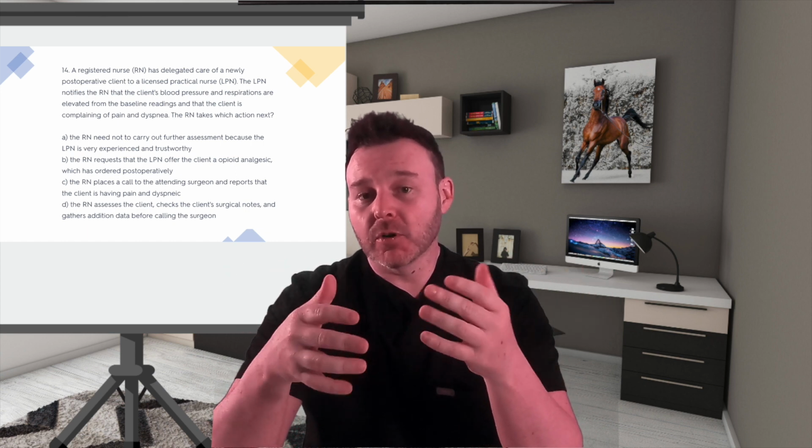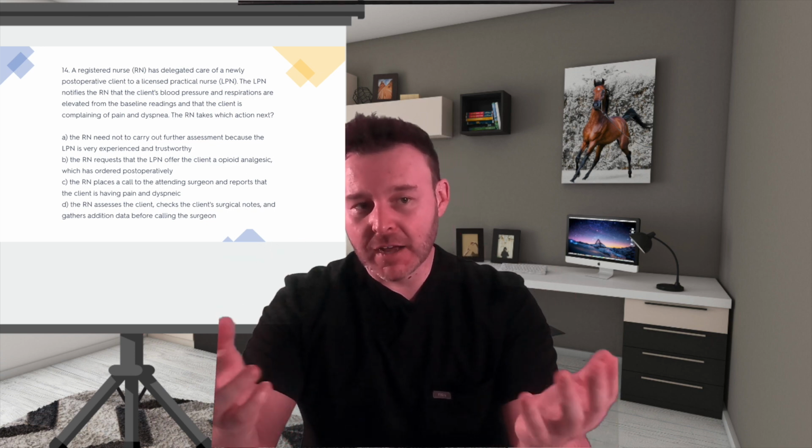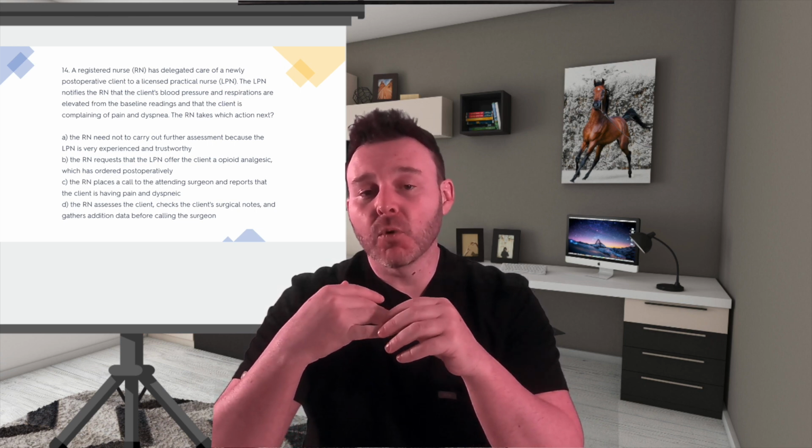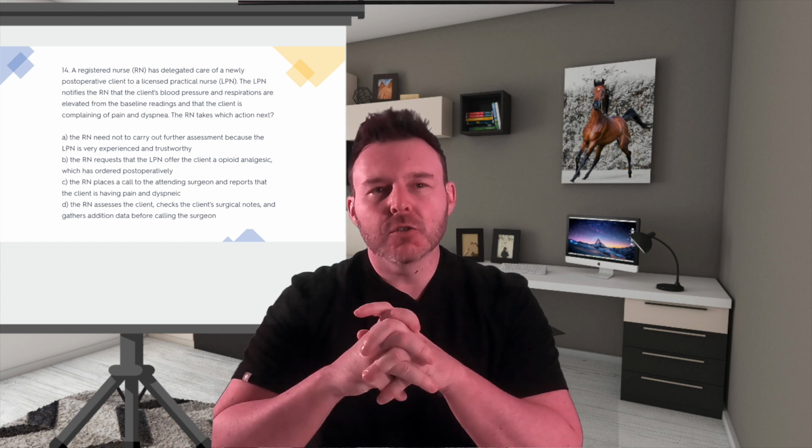B, the RN requests that the LPN offer the client an opioid analgesic, which has been post-operatively ordered. C, the RN places a call to the attending surgeon and reports that the client is having pain and shortness of breath. D, the RN assesses the client, checks the client's surgical notes, and then gathers data before calling the surgeon. So what would you do if you're the RN in this situation?